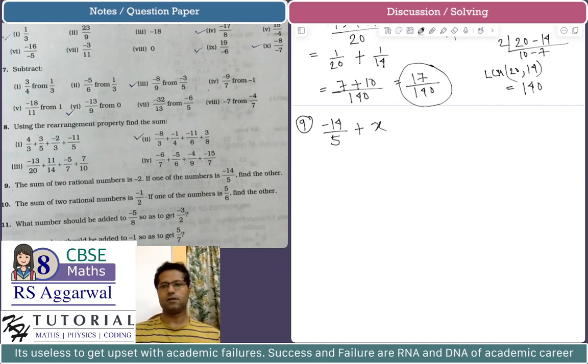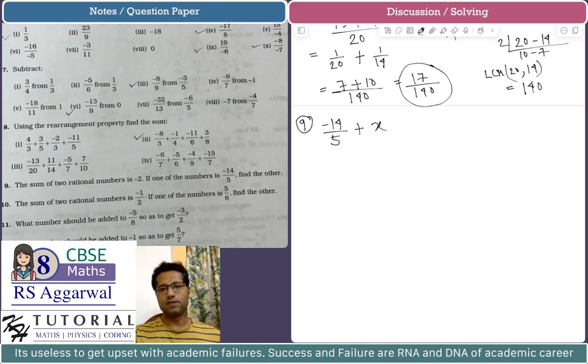Usually x, y, z letters are used for all kinds of numbers. It can be integers, whole numbers, fractions, decimals. But if the problem is specific to rational numbers, then you can always use p by q as the unknown rational number, but I am using x.